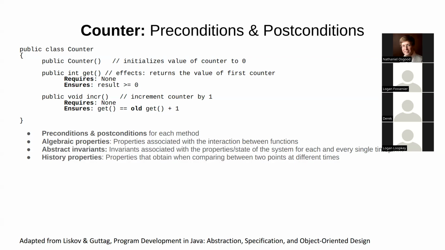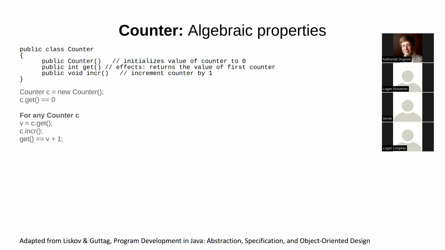So it ensures that whatever value it is, after it, if I call get on it, it's the value I would have gotten by calling get before +1. Are we good with that? Pretty clear? Okay. So those are preconditions and postconditions for some methods.